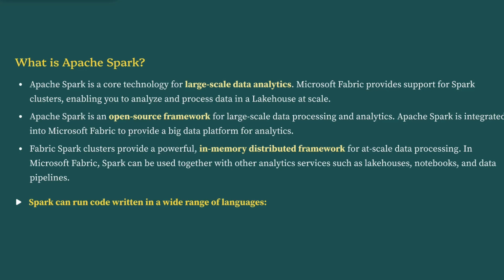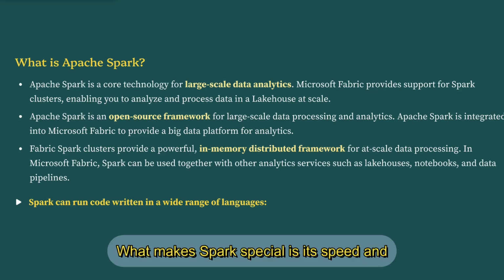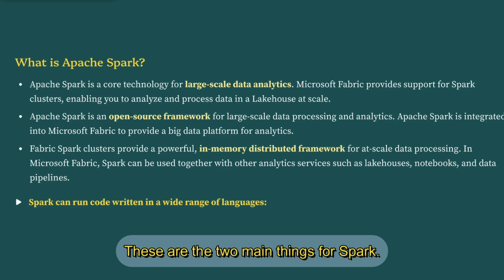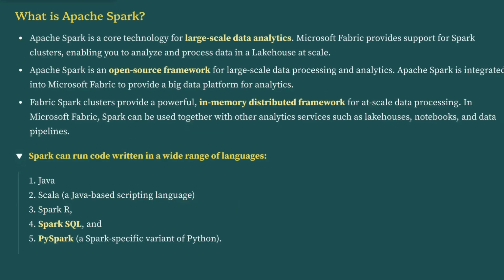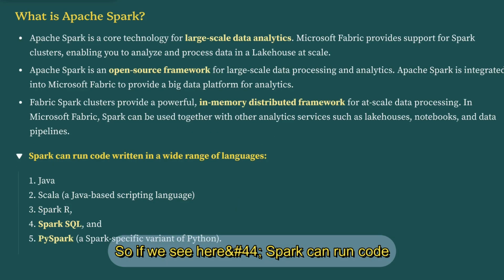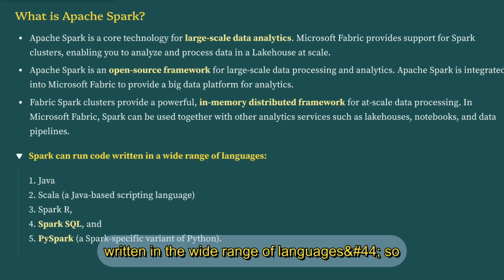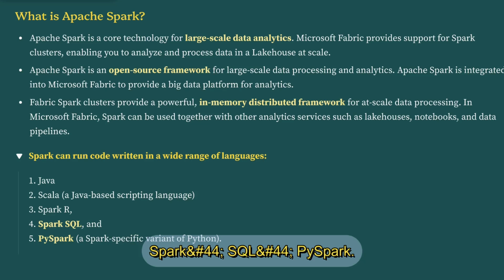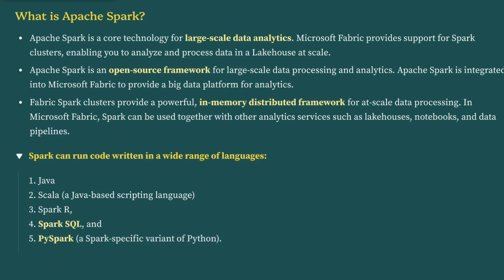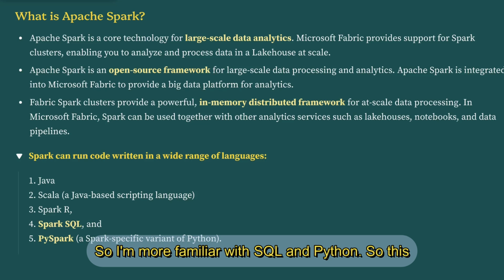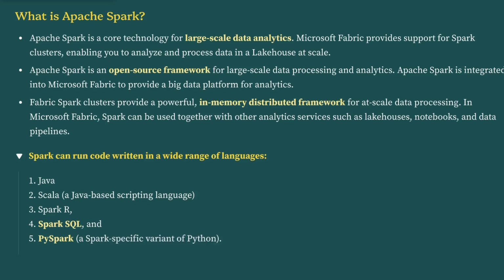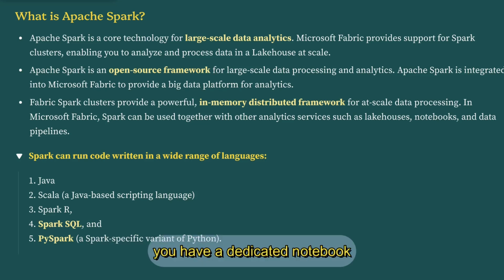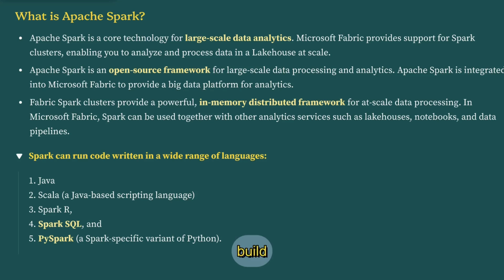So why Spark? What makes Spark special is its speed and simplicity. These are the 2 main things for Spark. Spark can run code written in a wide range of languages. It can be done in Java, Scala, SparkR, Spark SQL, PySpark. For me, it will be Spark SQL and PySpark. I'm more familiar with SQL and Python, so this resonates with me more, and you have a dedicated notebook in Microsoft Fabric. You can utilize these languages to build frameworks.